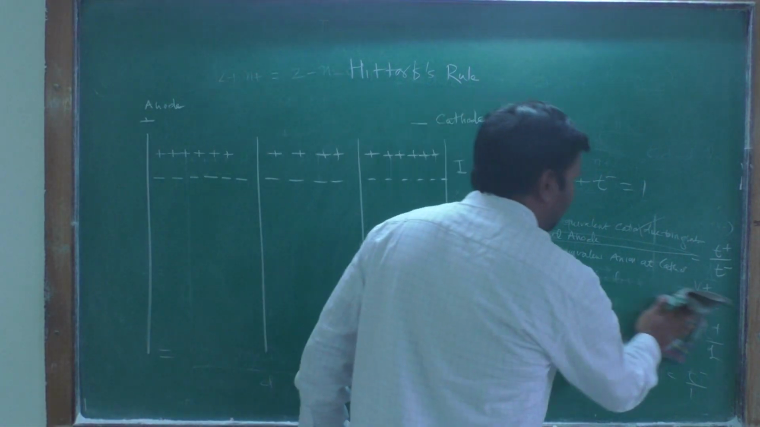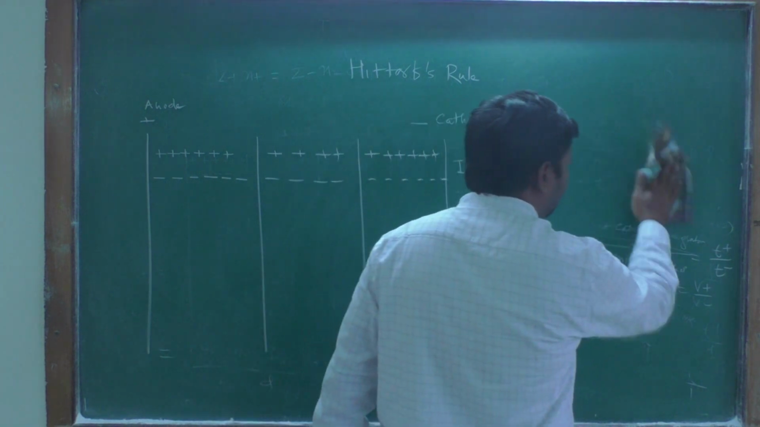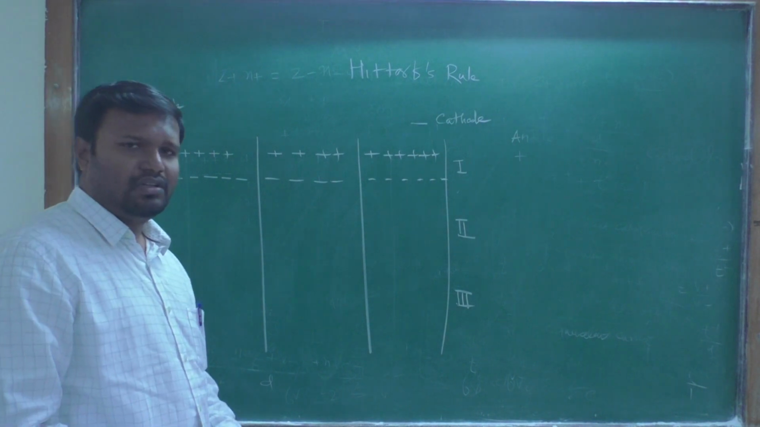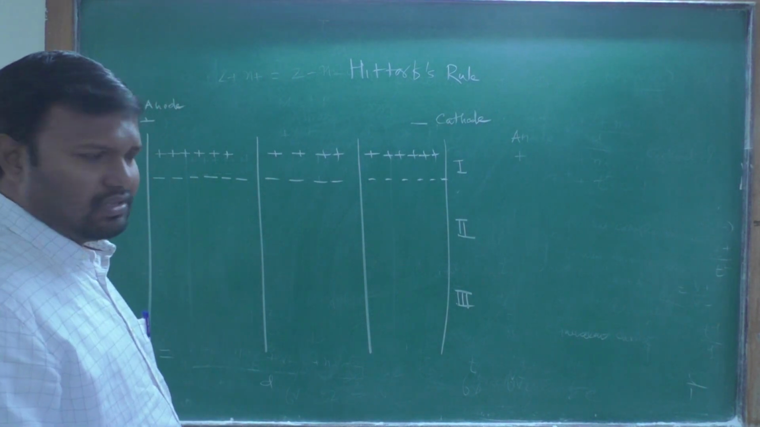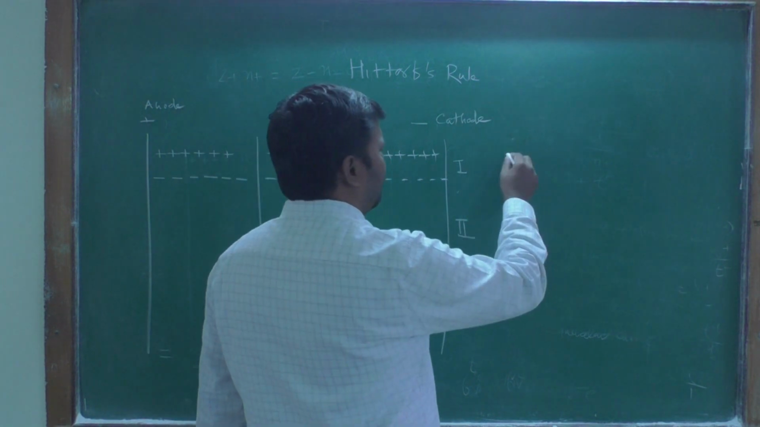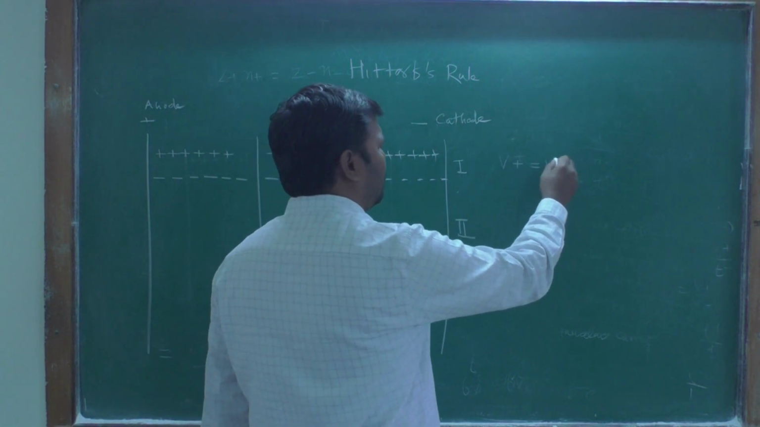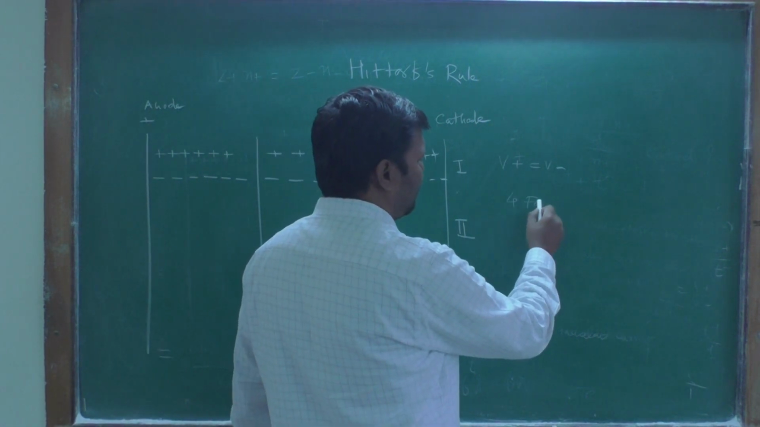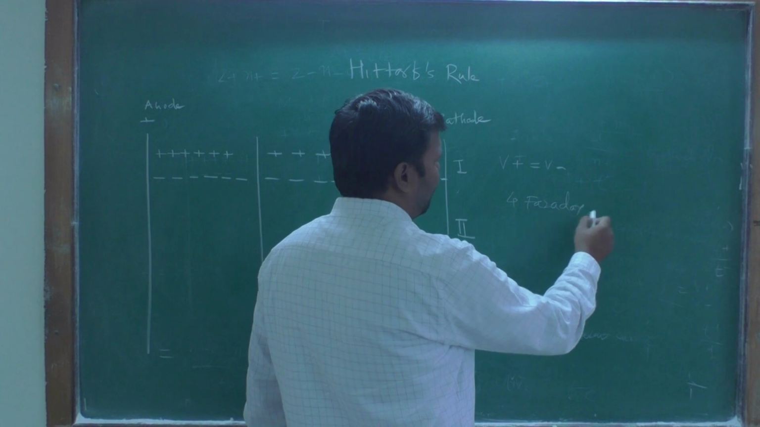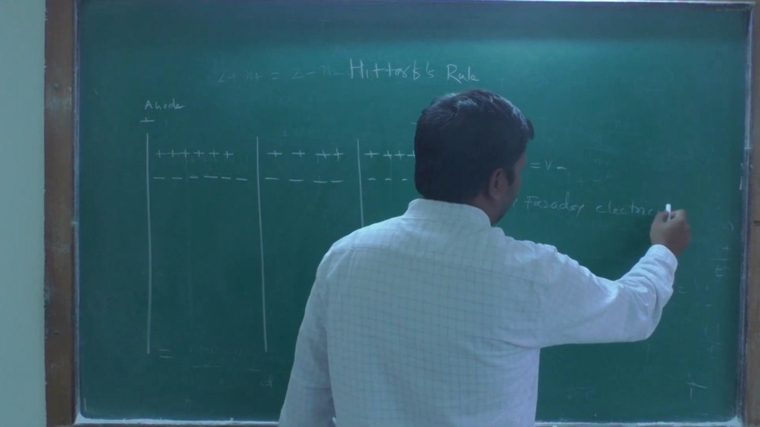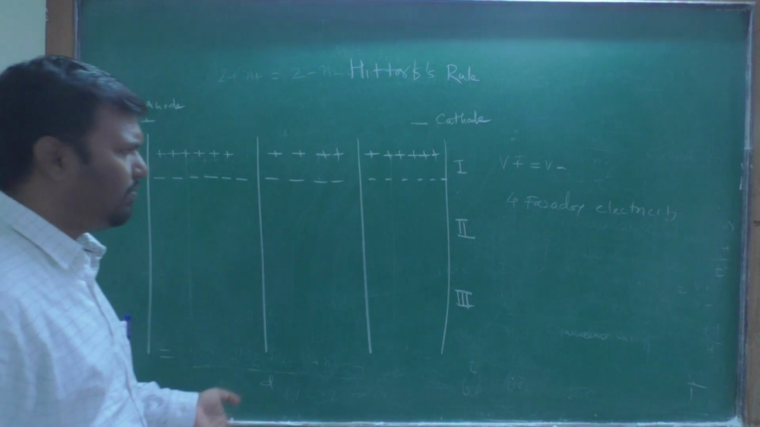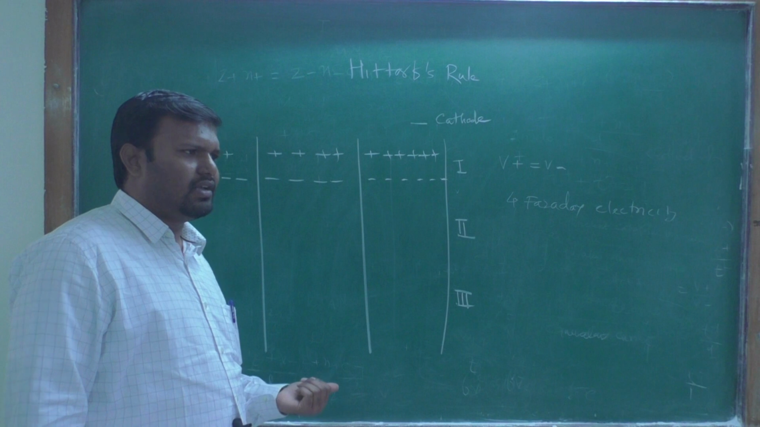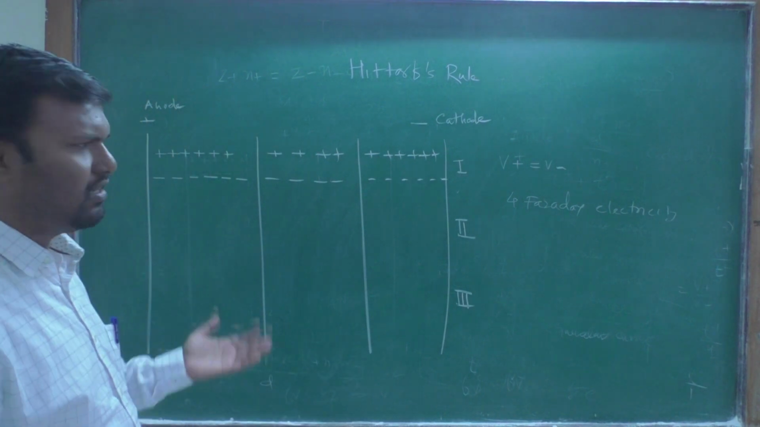One thing is clear: the change in concentration at any electrode compartment depends upon the velocity of ions. Consider the condition where the velocity of cation is equal to the velocity of anion, and you apply 4 Faraday of electricity. It means 4 charges are migrated at a time: a total of 8 charges, 4 positive and 4 negative, are migrated.